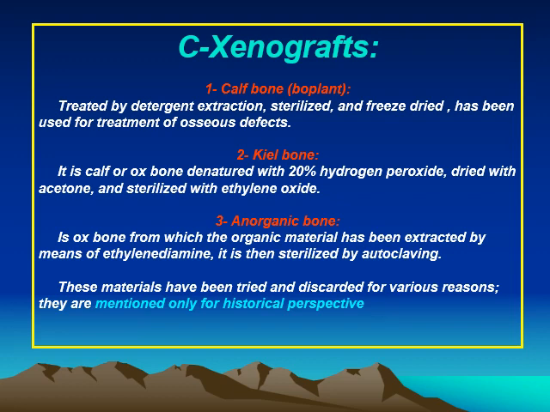The Kiel bone, which is a calf or ox bone, denatured with 20% hydrogen peroxide, dried with acetone, and sterilized with ethylene oxide. The anorganic bone is an ox bone from which the organic material has been extracted by means of ethylenediamine. It is then sterilized by autoclaving. As I said, these materials have been tried and discarded for various reasons that are mentioned only for historical perspective.